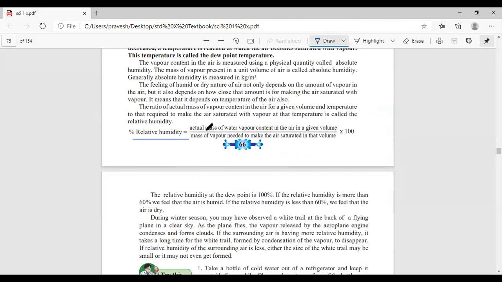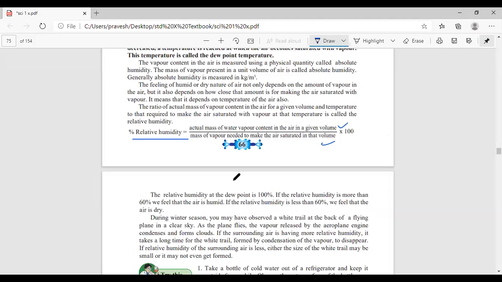The relative humidity is the actual mass of water vapor contained in the air in a given volume upon the mass of vapor needed to make the air saturated in that volume, multiplied with 100. So mostly we use this formula to calculate the percentage of relative humidity. The relative humidity at the dew point is 100%.